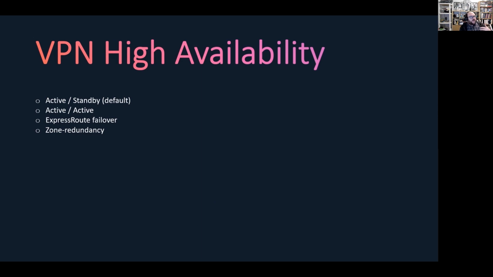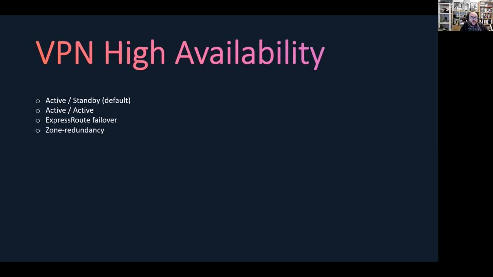By default, a VPN sits in an active standby setup. So this means that if the active connection fails for whatever reason, there is another connection that will pick it up. But there will be a couple of seconds to maybe a minute of downtime whilst that switchover happens. This is the default. So if you deploy a VPN with what looks like a single connection, there is a second set of resources sat there waiting. They're just in standby mode. They're not actively doing anything.